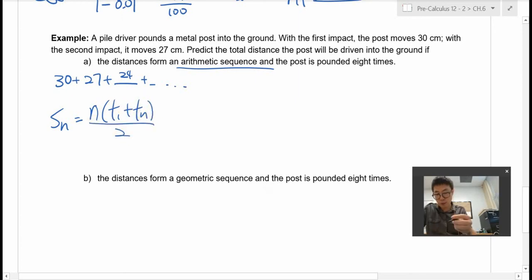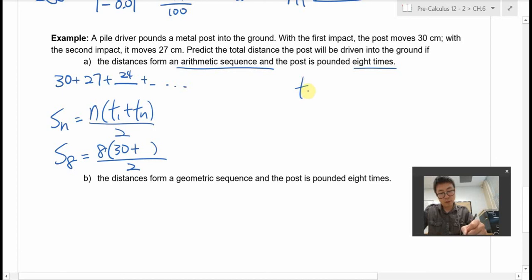I'll be honest with you, you probably won't see this question on the test, but I'll show you anyway, because this is an arithmetic series. The problem is we don't know what T8 is. To find the sum of 8 terms, it'll be 8 times T1, which we know is 30, plus Tn, which we don't know, divided by 2. But we can find Tn easily by using the Tn formula.